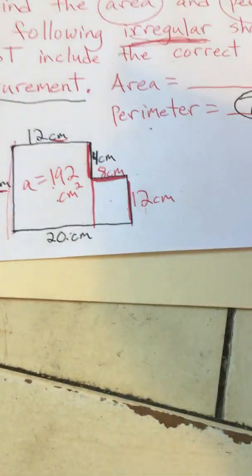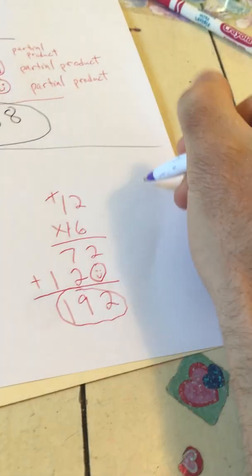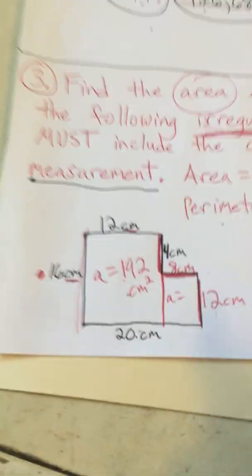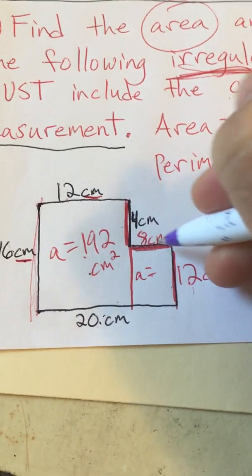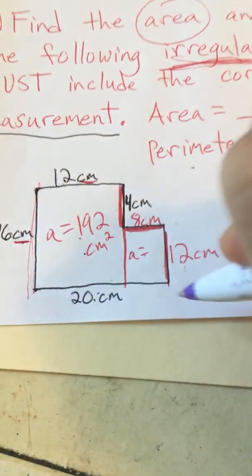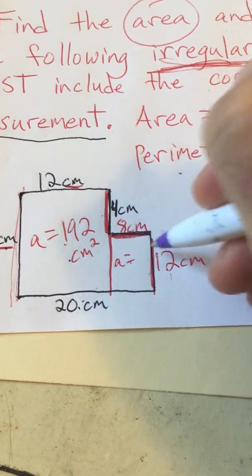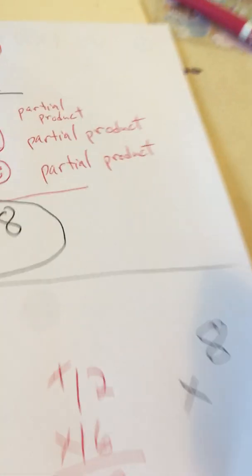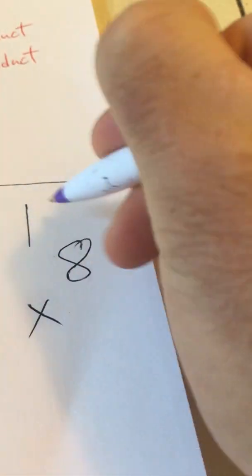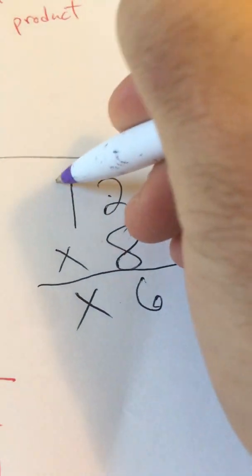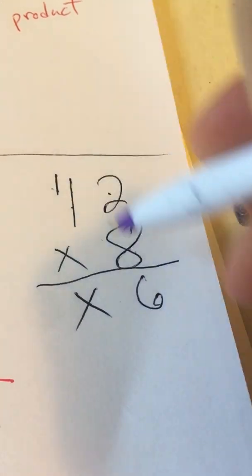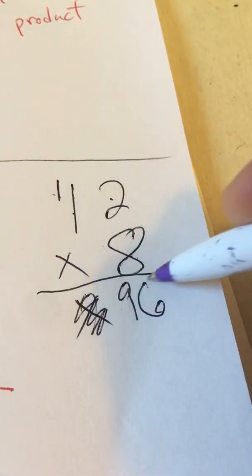Okay, now we got to be careful here. This is 8, so the area is going to be 8 times, and we got to figure out how much it is here, and we already did. So be careful. We're not using 20, right? We're using the 12 because that's this part. So I'm going to put the 12 on top. 12 times 8. 8 times 2 is 16. 8 times 1 is 8, plus 1 is 9. It's 96. 12 times 8 is 96.